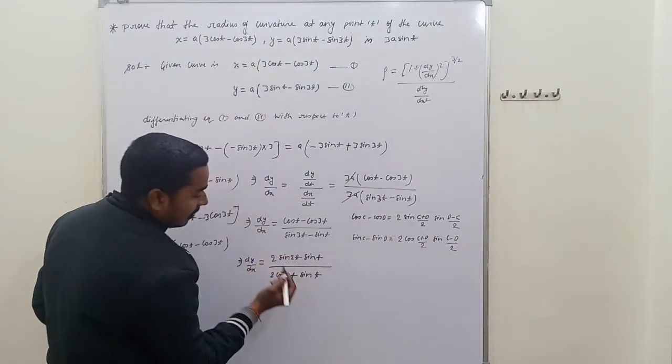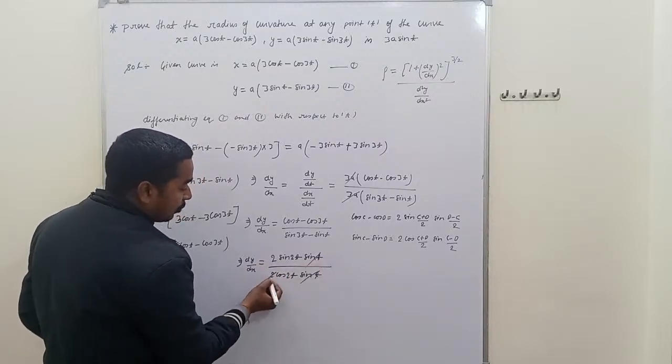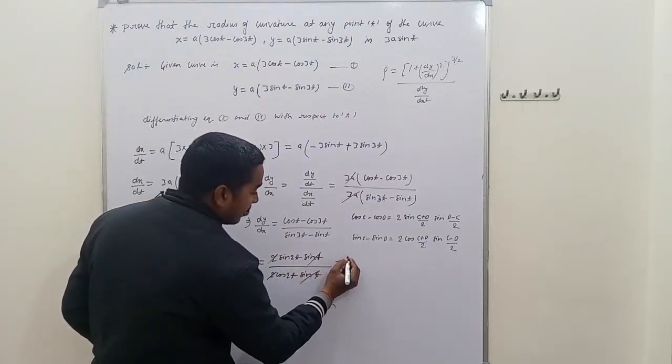And from here sin t to sin t is cancelled out and 2 to 2 is also cancelled out. And the value of dy by dx is written as tan 2t.